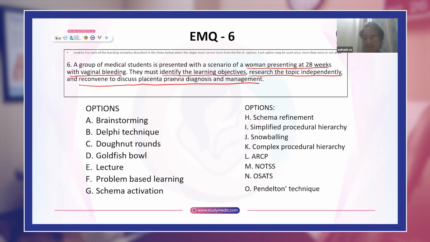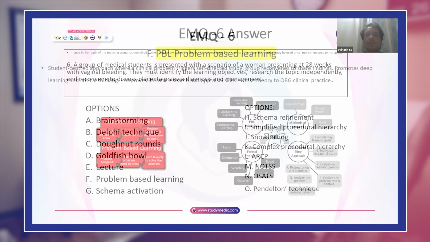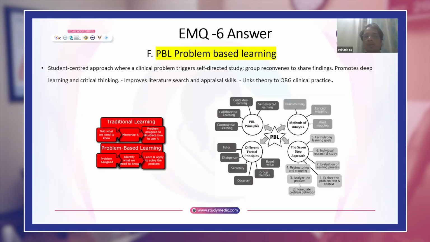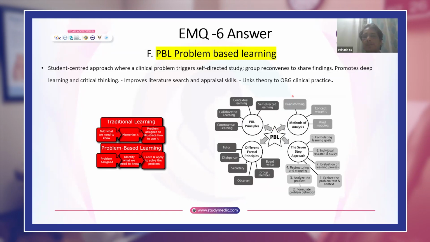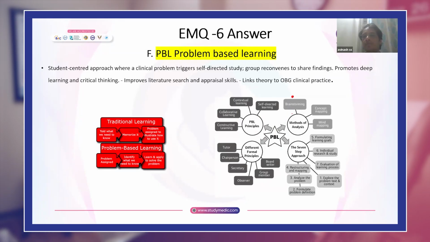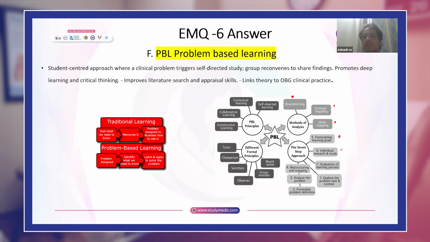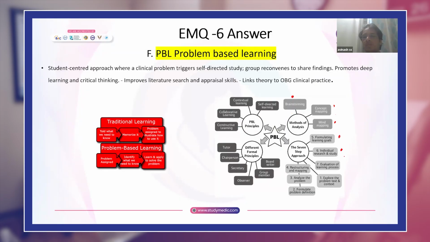That means here a particular problem is given. You can see the particular problem is given, and by brainstorming they find out the specific learning objectives. They also can do concept mapping or mind mapping to find out all this. Then they formulate the learning goals. Then they find out where they have to learn about this. Do they have to visit the OPD, wards, emergency section or OT, or do they have to read some books or see some videos or attend some workshop, whatever?